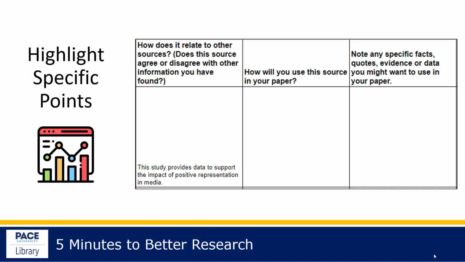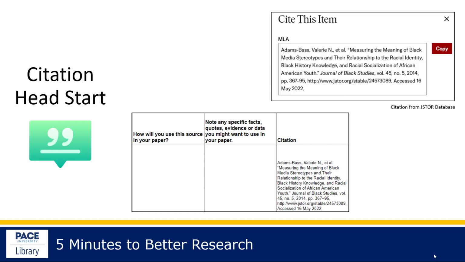How does it relate to your other sources? How will you use it in your paper? And you can note any specific facts, quotes, evidence, or data that might be helpful in your paper. This also means that you have a head start on your citation page. If you've already collected all of the information in one place, you have it easily accessible to format into your paper, and it's a place to copy and paste the citation from databases if you're using those.